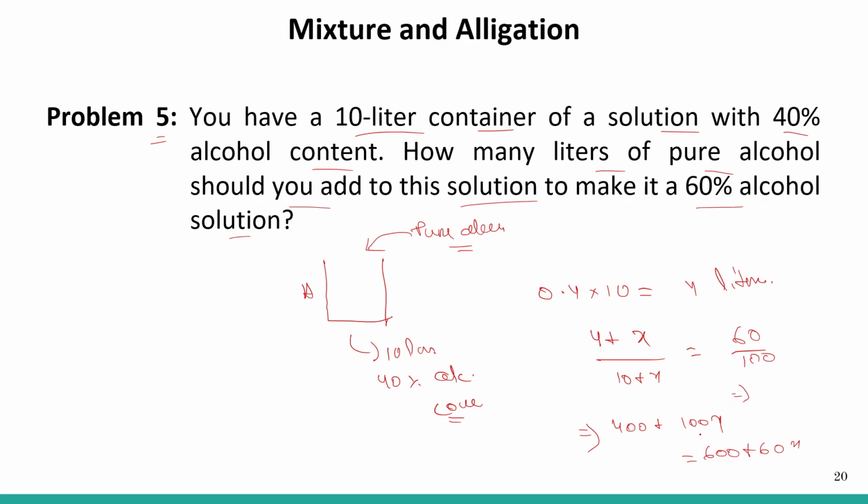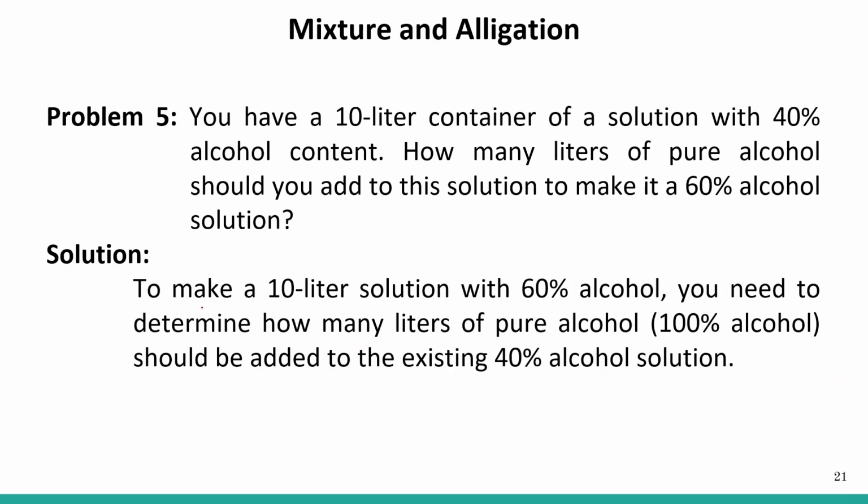So solving this algebraically, 40X is equal to 200. This implies X is equal to what? 200 by 40 is equal to 5. So X is equal to 5. So we have to mix 5 liter of alcohol to it. Okay. So that we could get 60% alcohol solution. And the resultant mixture will be 15 liters because we have added 5 liters of alcohol.